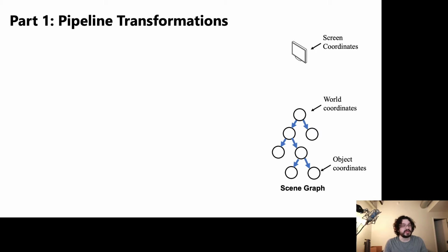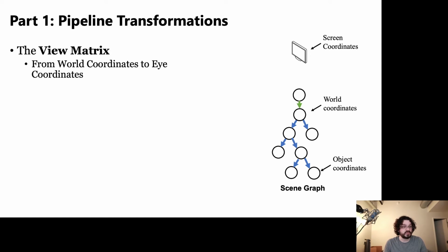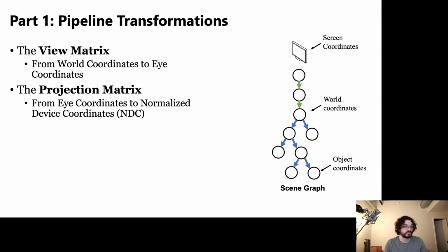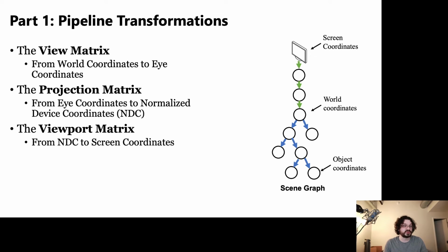So in this lecture, we're going to factor that transformation into a few different pieces that will let us control different aspects of rendering, namely the view matrix, which controls the location of our camera in a scene, the projection matrix, which aligns points with their projection on our image plane, and the viewport matrix, which maps our image plane to the pixels that we ultimately display.